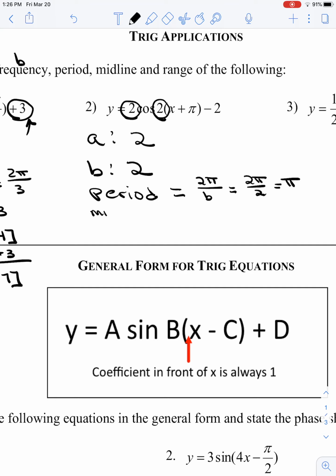Then I want to know what the midline is. So my midline is the number that's added or subtracted, so that would be y equals -2. And lastly, I want to know the range. So to find the range, I'm going to look at the amplitude, and that's a 2. So normally my function would have a minimum of -2 and a maximum of +2, but because my function was shifted vertically down 2, I'm going to subtract 2 from each of those values, making my range -4 to 0.